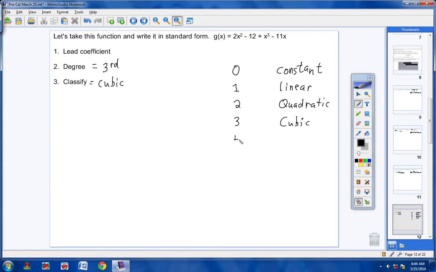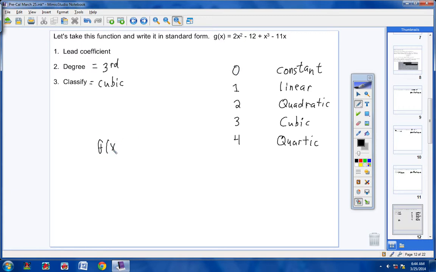If it's a fourth degree, we call that a quartic function, and that's as high as they go. From there on, you would just say it's a fifth degree, sixth degree, whatever, okay? We call this a quartic function, all right? So there we go. You do need to know these. Now you might say, Mr. Earhart, how could you have a degree of 0? Well, I'm glad you asked.